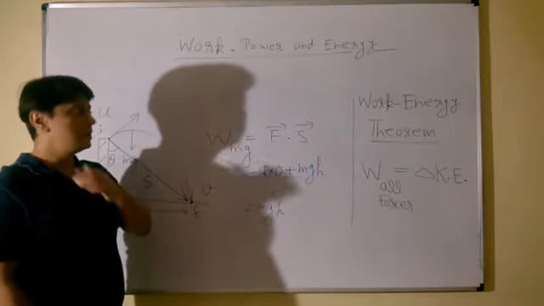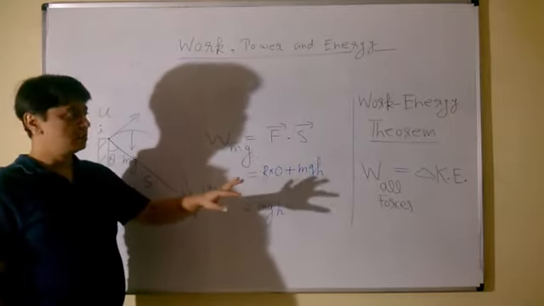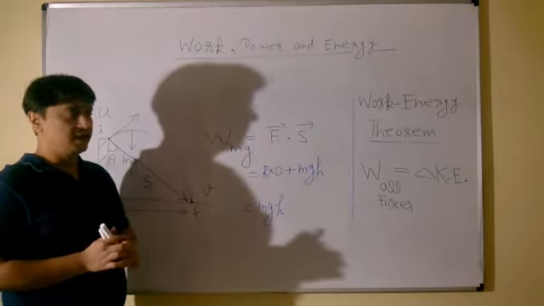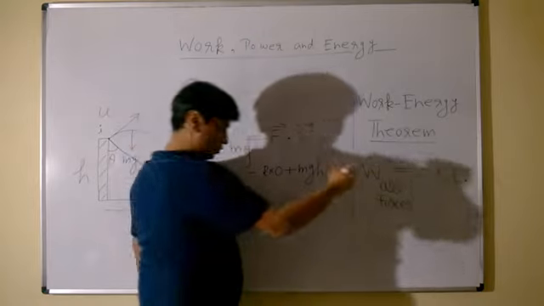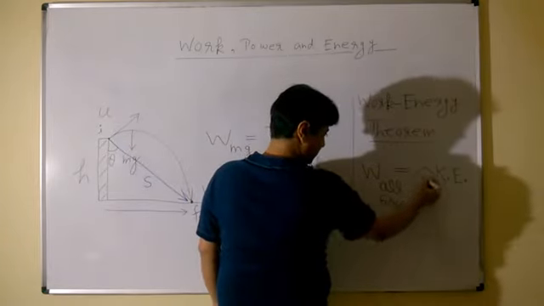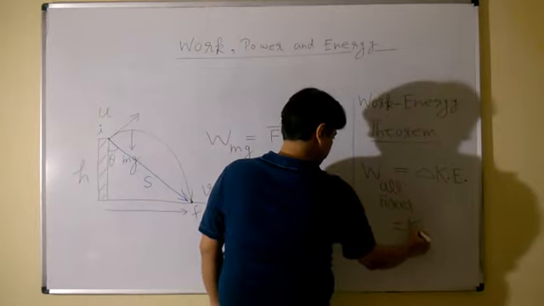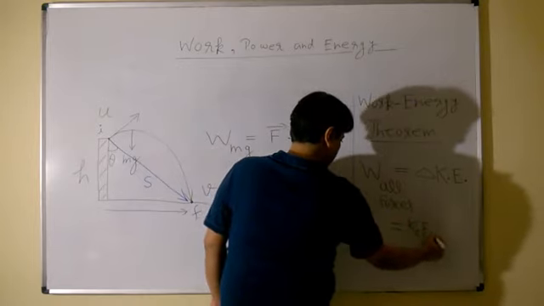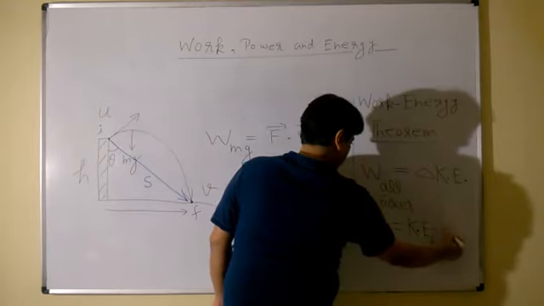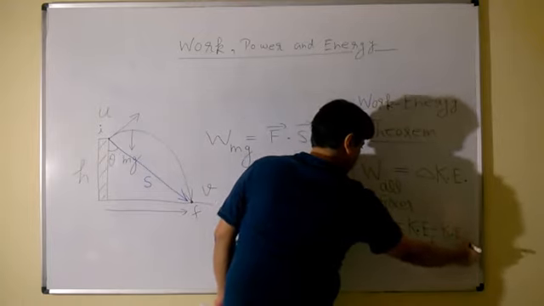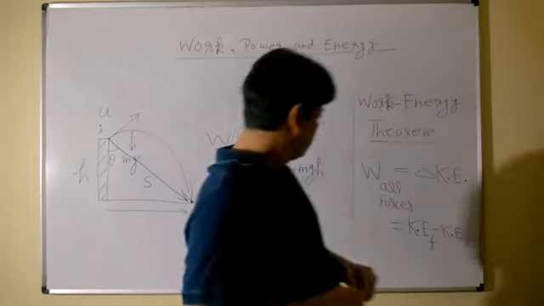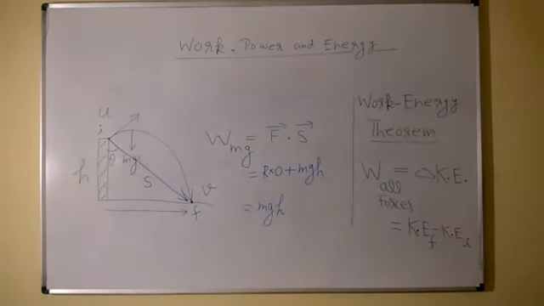जितने भी आपने work किया, that all work goes into what? In changing kinetic energy of the system. What is this delta K? You can also write delta K as K final minus K initial. Write out like this. Delta K, and then delta means change. Change means final kinetic minus initial kinetic energy.